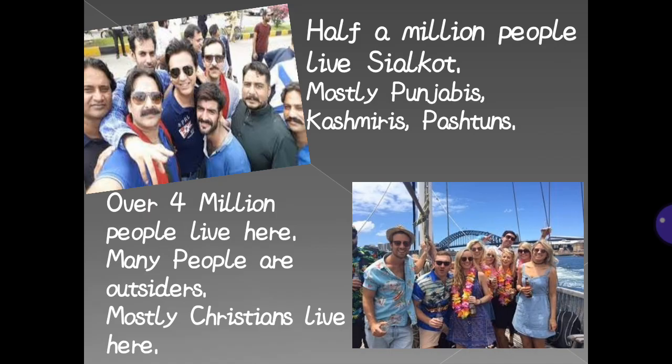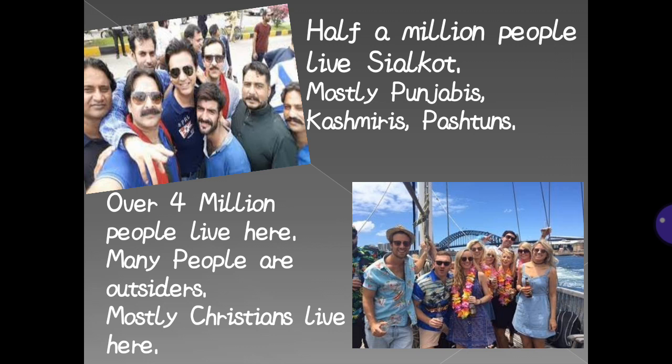About 500,000 people live in Sialkot, mostly are Punjabis and Pashtuns. And if we talk about Sydney, over 4 million people live there. Mostly outsiders are living there, Christians and some Buddhists as well.